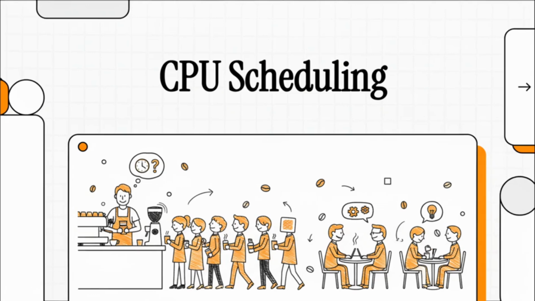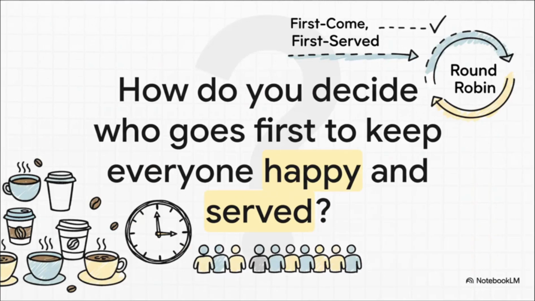Have you ever wondered how your computer can possibly juggle playing music, running a web browser, and popping up a dozen notifications all at once without just collapsing? Well, the secret is something called CPU scheduling. And today, we're going to pull back the curtain and see exactly how it all works. Let's get into it. So, let's start with a simple question to get our heads in the right space.